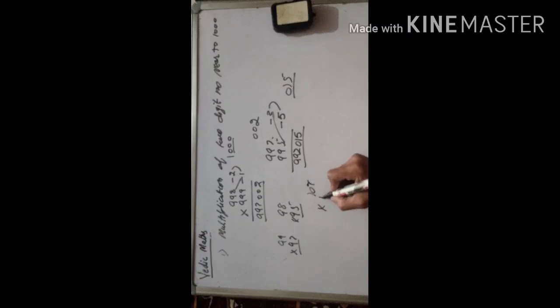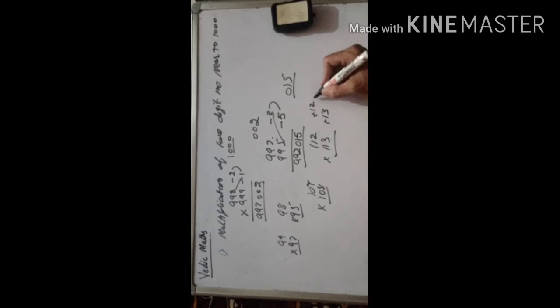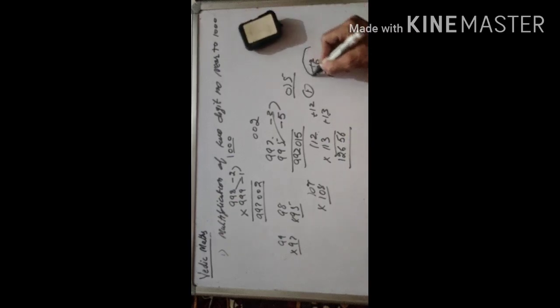107 into 108, 112 into 113. See, this is plus 12, this is plus 13. Now 12 into 13 we have done, that is 2 3s are 6, 156. Now we need a 2-digit number here, 56, 1 carry. Then 112 plus 13 is 125. 125 plus 1 is 126. So answer is 12656. So this is 12 into 13 with base 100.